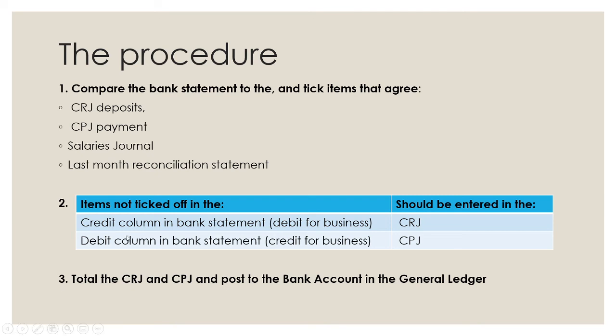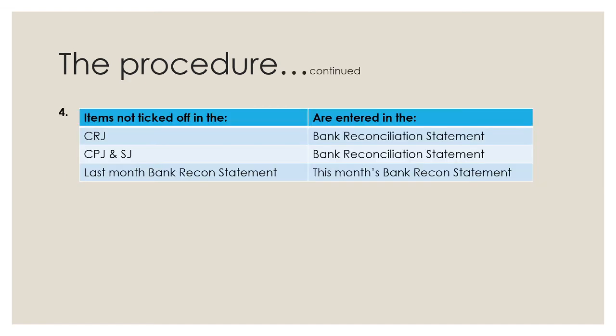Okay, number 2, items not ticked off in the credit column of the bank statement. You need to process or make entries for it in your CRJ. If a balance is not ticked off in your debit column in your bank statement, you're going to account for it in your CPJ. So then you have to bring it in. So the total of your CRJ and CPJ, you're going to post to your bank account in the general ledger. So nothing really changes here except you're agreeing your CPJ and your CRJ before taking it to your bank account in your general ledger. Okay, now we're still busy with the procedure on how to do the reconciliation.